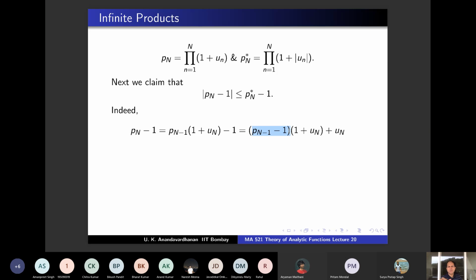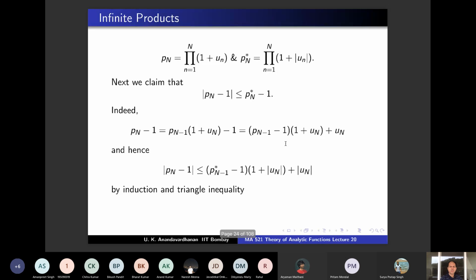Now, the reason for writing it like this is that you know the modulus of the first part. You are assuming the induction hypothesis. Therefore, the modulus of this is less than or equal to Pn minus 1 star minus 1. Apply the triangle inequality also. So you will get mod Pn minus 1 less than or equal to the modulus of this times the modulus of this, plus the modulus of this. So Pn minus 1 star minus 1, by induction, times 1 plus mod un, plus mod un, by the triangle inequality. When you multiply it out, that is precisely Pn star minus 1. Pn minus 1 star times 1 plus mod un is Pn star, and the rest together is minus 1. So you have proved this inequality. All this will be used in the next result.